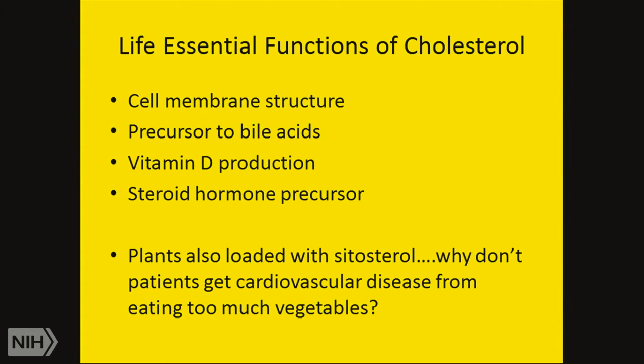So why don't we get into trouble? Because sitosterol chemically is very closely related to cholesterol. And we don't because the liver has a capacity, a special transporter pair that pump it out very effectively. Not so effectively for cholesterol at times. So you might consider, why don't patients get cardiovascular disease from eating too much vegetables? And it's because of these transporters, ABCG5 and G8. But when they're mutated, then things happen, which you'll learn about today.